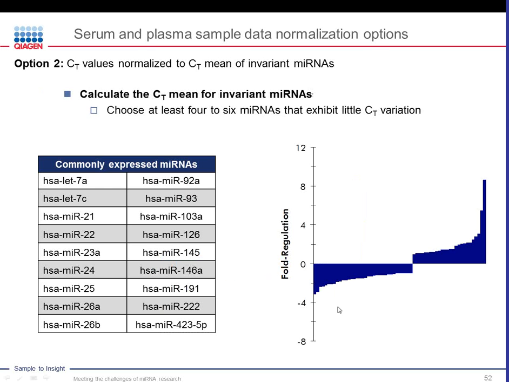Option 2 is to normalize to the CT mean of invariant microRNAs. And this involves identifying at least 4 to 6 microRNAs that exhibit little CT variation and using the CT mean for normalization. On the left here, we have a panel of commonly expressed microRNAs in serum and plasma. And basically, I'm not saying that these are invariantly expressed. It just means that we typically observe expression for these in serum and plasma samples.